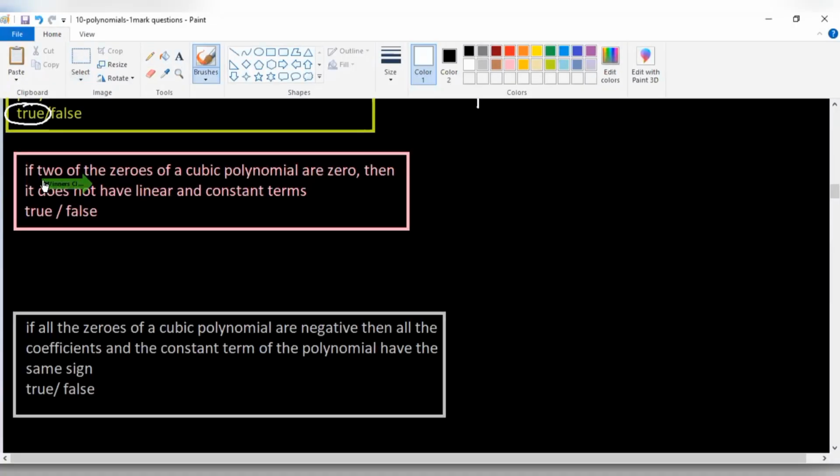This is our next question. If two of the zeros of a cubic polynomial are zero, then it does not have linear and constant terms. So the question is about cubic polynomials.